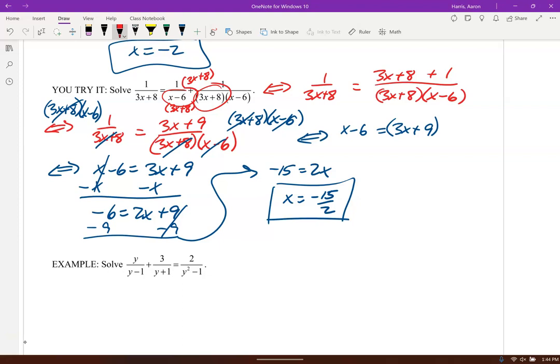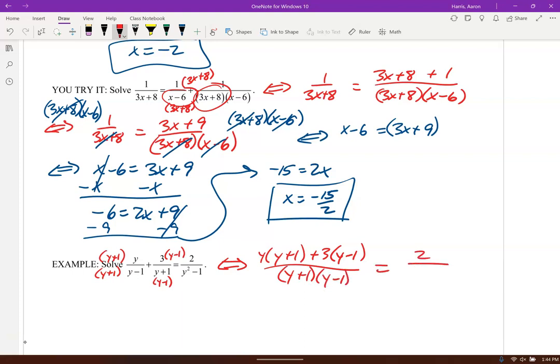Right? Now this one, we got to get that left-hand side to have a common denominator, so I got to give this a y plus 1. I got to give this one a y minus 1. So this left-hand side, I will then have a common denominator of y plus 1, y minus 1. And over here, notice I have y squared minus 1 on the right-hand side denominator, so that'll factor into y minus 1, y plus 1.